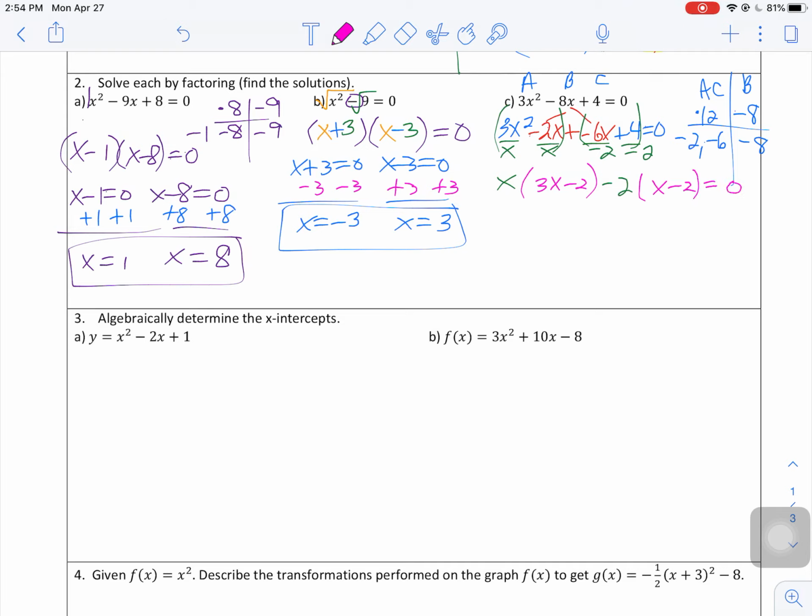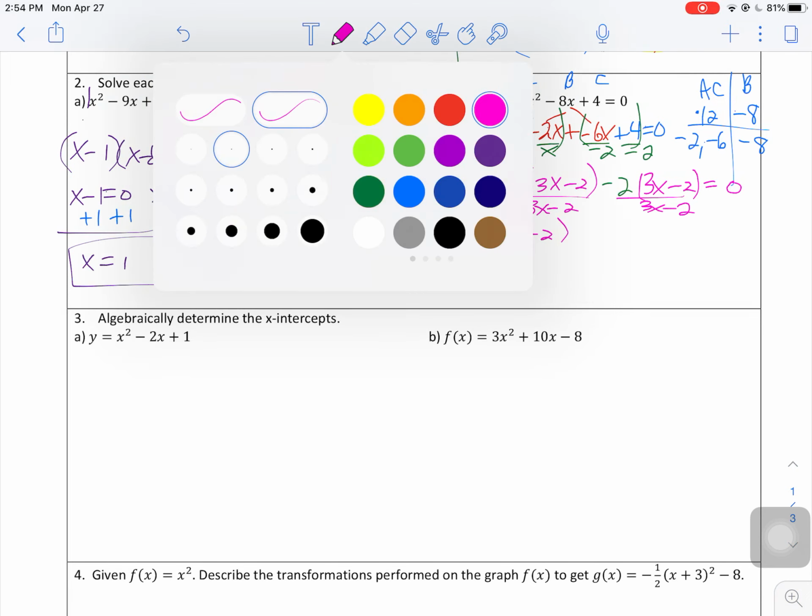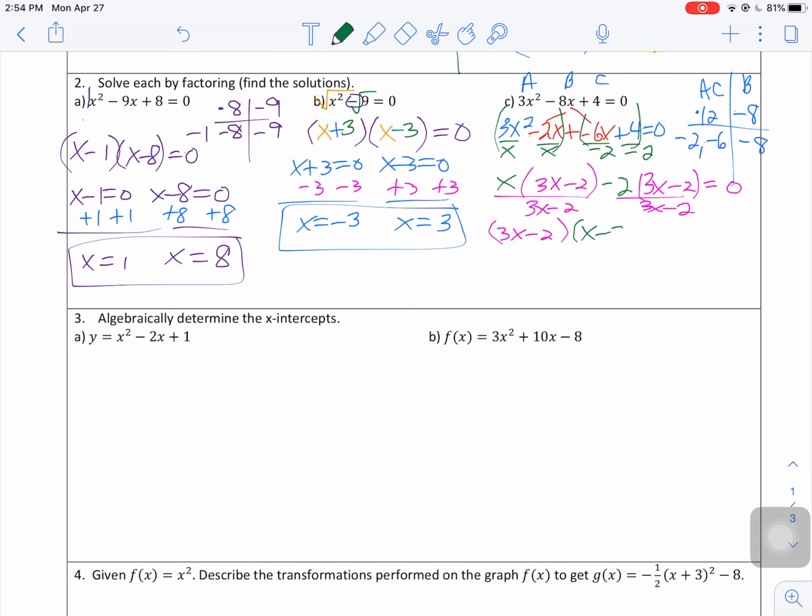Then, I did it again. -6 divided by -2 is 3x. I was missing a 3 in the parentheses. Sorry about that. Now that those pink 3x minus 2's match, I'm going to divide the 3x minus 2 out in the front as a greatest common factor. And then the green leftovers are x minus 2.